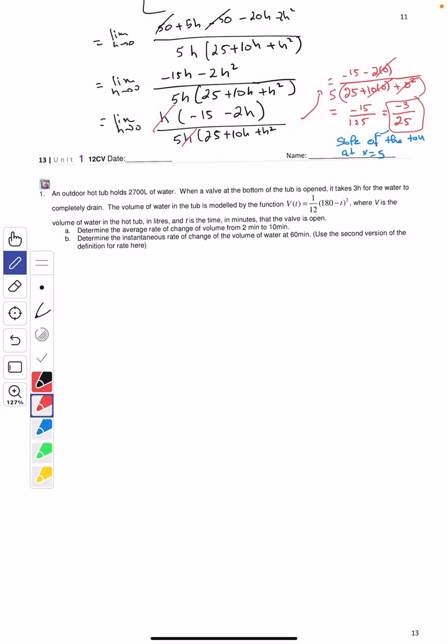All right, so this is our last question. An outdoor hot tub holds 2,700 liters of water. When the valve at the bottom of the tub is opened, it takes 3 hours for the water to completely drain.